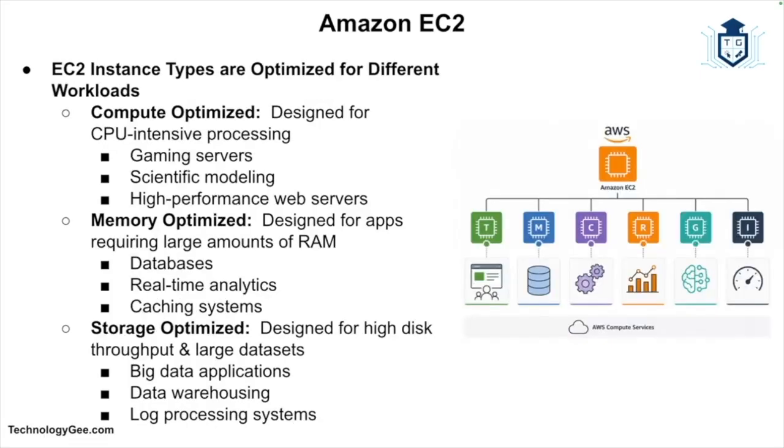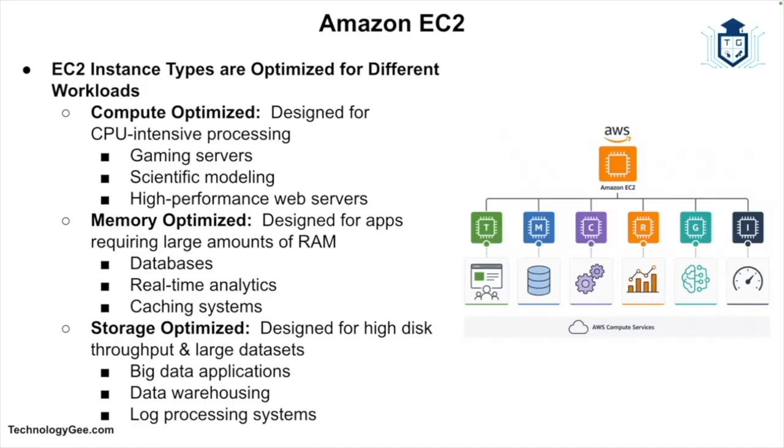Now, where EC2 gets really interesting and really important for the exam is in its instance types. AWS doesn't just give you one kind of virtual machine. Instead, it offers different categories optimized for specific workloads. For example, compute optimized instances are designed for CPU intensive tasks. So think about things like gaming servers, scientific modeling, or high performance web servers. If your application needs a lot of processing power, then this is your go-to option.